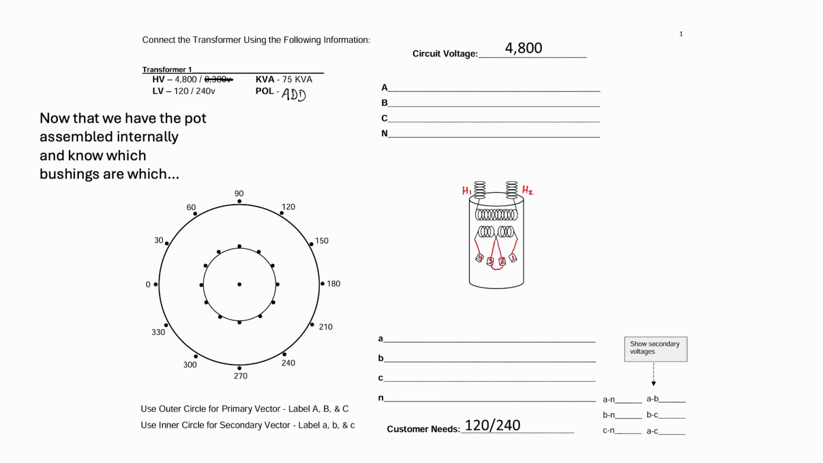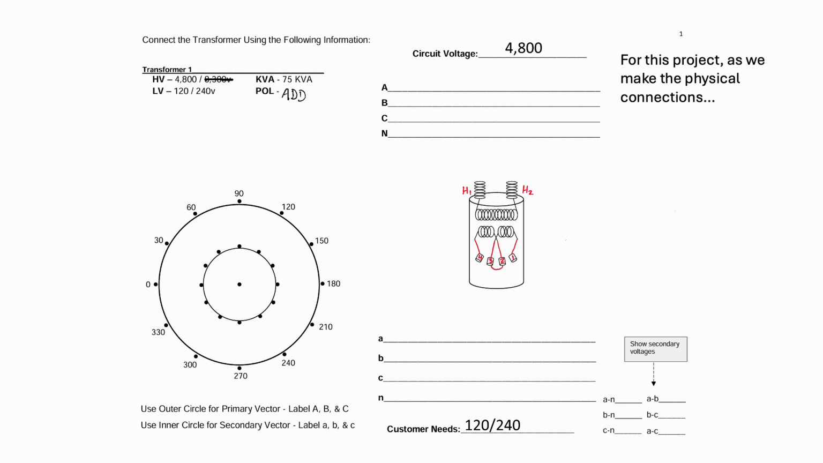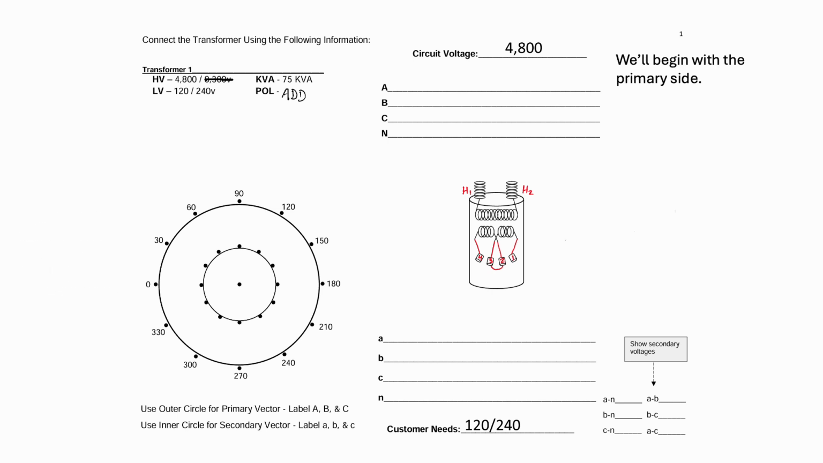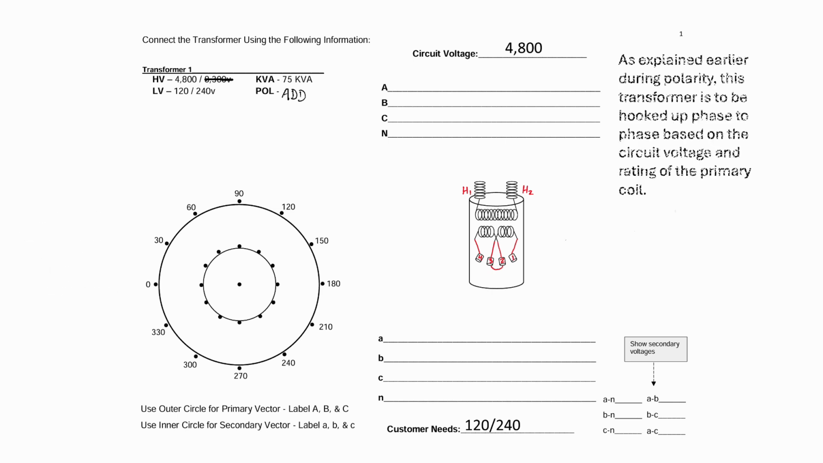So now that we have the pod assembled internally and know which bushings are which, we'll start connecting the wires on the transformer and drawing in the vectors as we go. For this project, as we make the physical connections, we'll draw in the vectors to illustrate what they represent and hopefully reinforce the concepts. And we'll begin with the primary side.